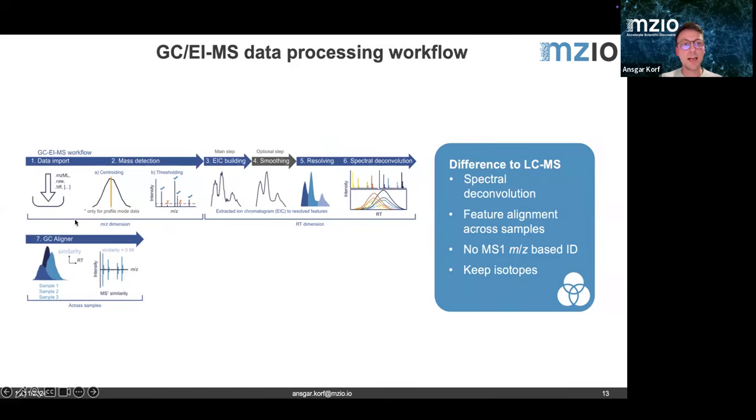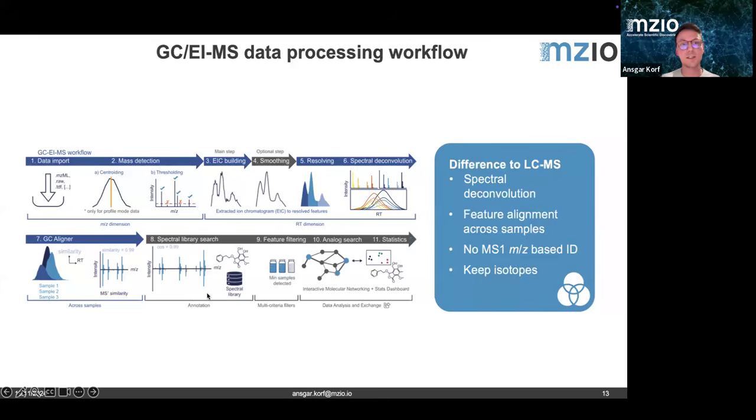Then for the alignment, it's also a different approach. We cannot really use the MZ value. What we do is we group by retention time across samples, and then we compare the similarity between the deconvoluted spectra from the different samples. And if the similarity and the retention time are in an appropriate window, then we align these samples.